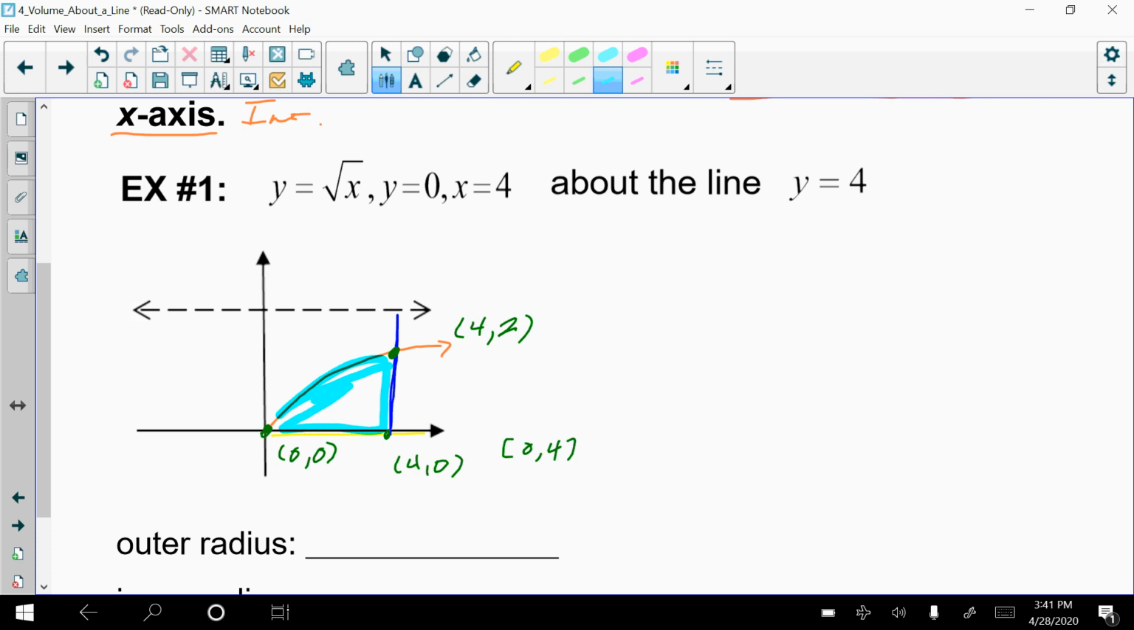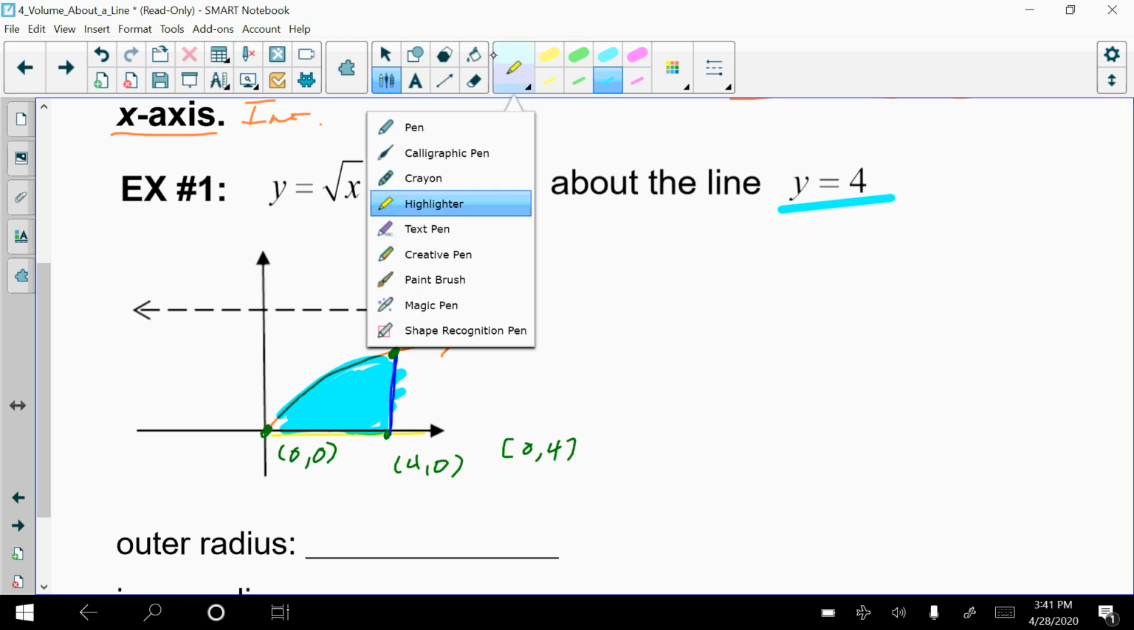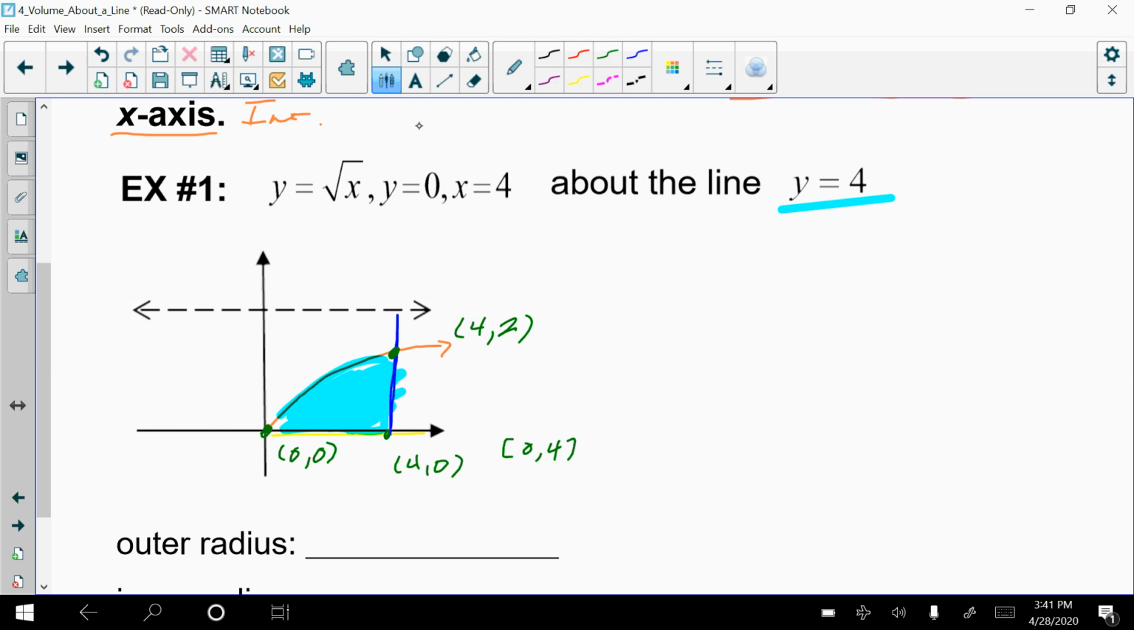This is the region that we're going to be revolving around a line, and specifically we're going to revolve it around the line y is equal to 4. So let's identify that one. This bit right here is the line y is equal to 4. And what we're going to do is take that region and rotate it horizontally, kind of in that direction.